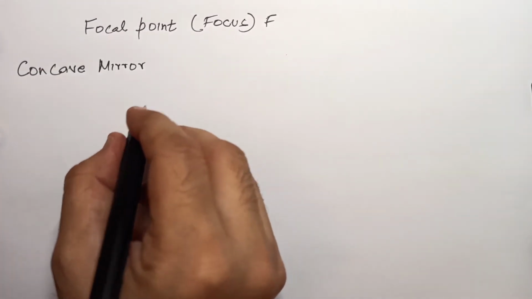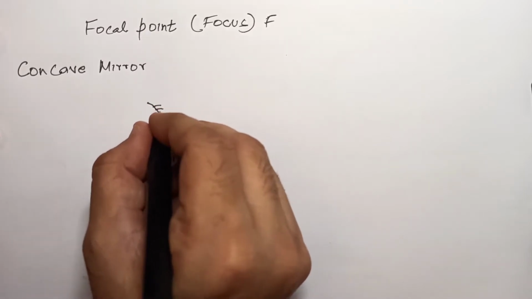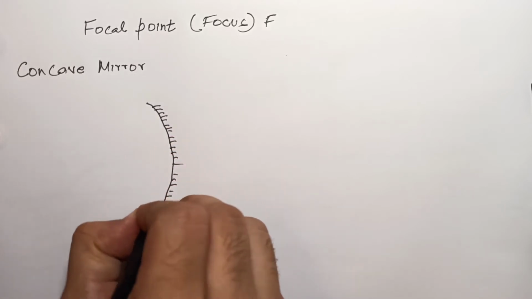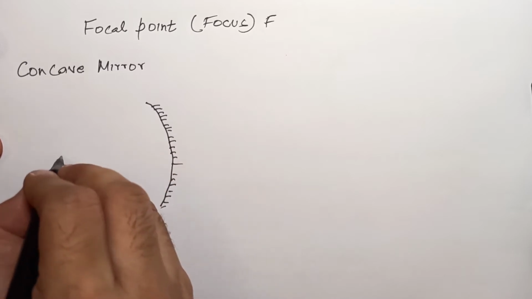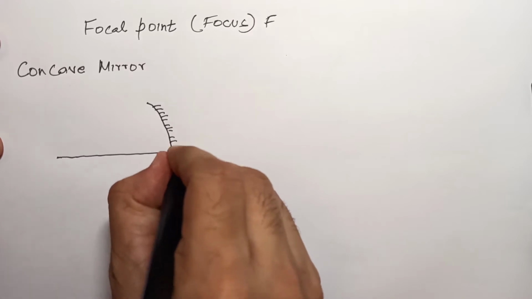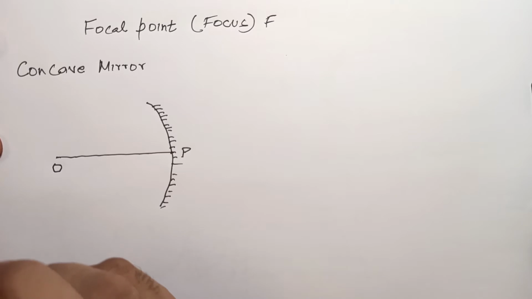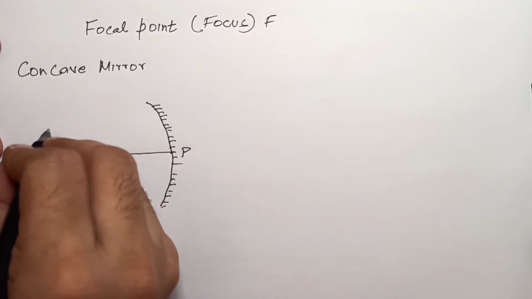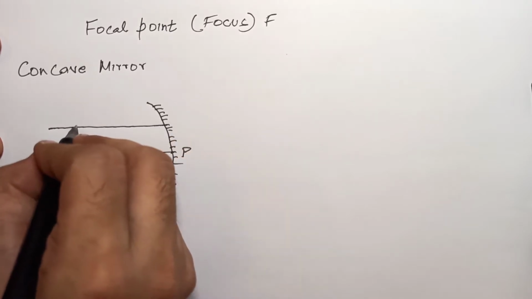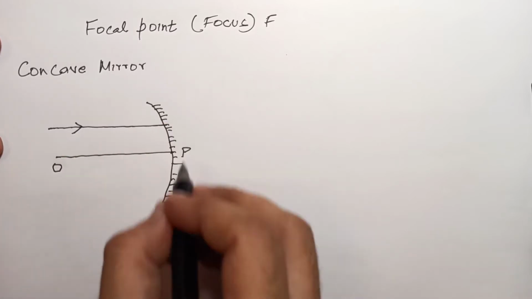Now let's draw a concave mirror. As I said, it is caving in and it is painted from outside. Now let's draw a principal axis. You know what is principal axis? Principal axis is the line from the pole to the center of curvature. Now let's say a parallel ray is coming. We know that the parallel ray comes straight towards the mirror.